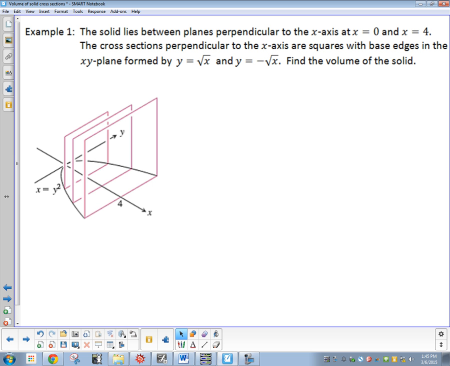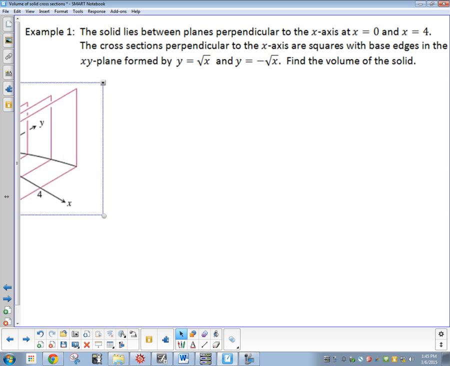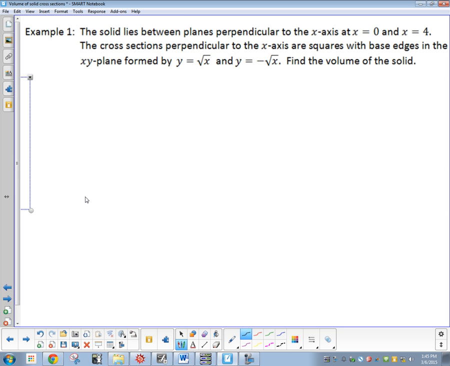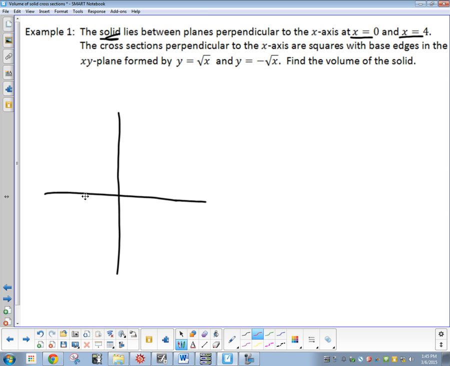Okay, there's a parabola on bottom, and it's made up of a bunch of different squares. So to find the volume of this, let's graph a picture first. Okay, so I'm going to have an XY graph, and I've got the solid, the shape we're finding the volume of, between x equals 0 and x equals 4. Okay, so I could graph that. X equals 0, 1, 2, 3, 4. X equals 4.